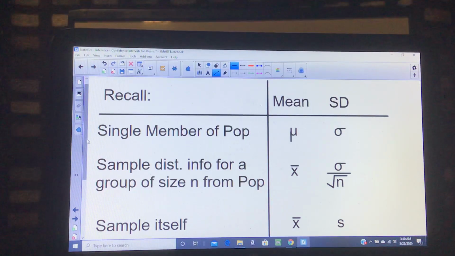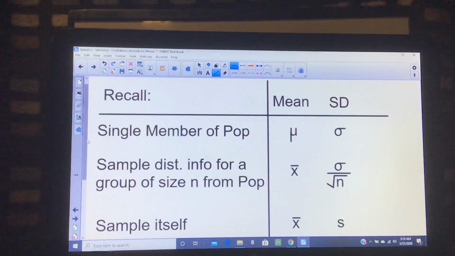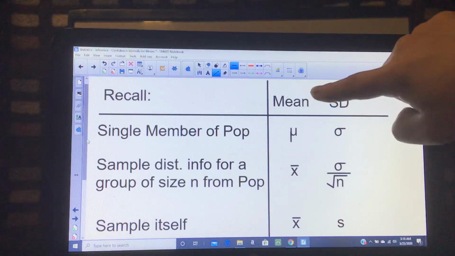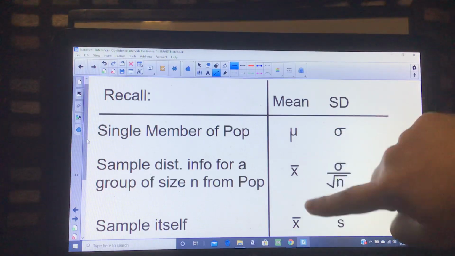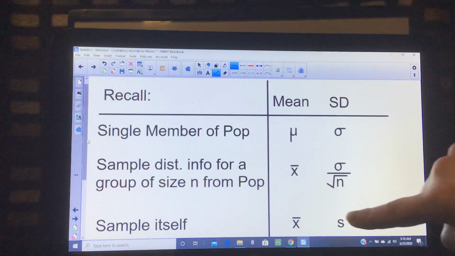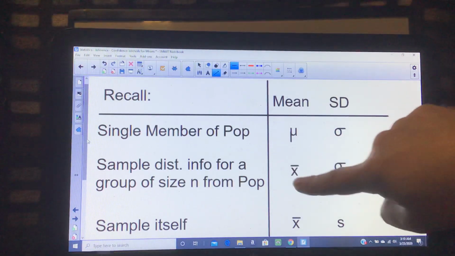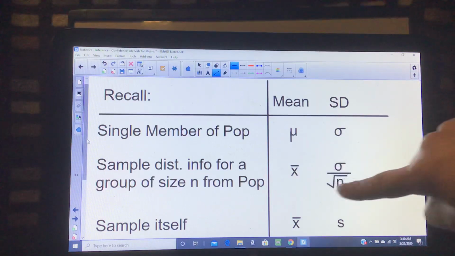So hopefully you can keep a grasp on that, because if you can, then it makes it easier to do the problems, because there's a lot of different things running around. There's different averages and different standard deviations. So just to recap one last time, the population has a mean and the sample has a mean. The sample has its own standard deviation, and then the ability for the sample mean to stray from the population mean is measured by this.